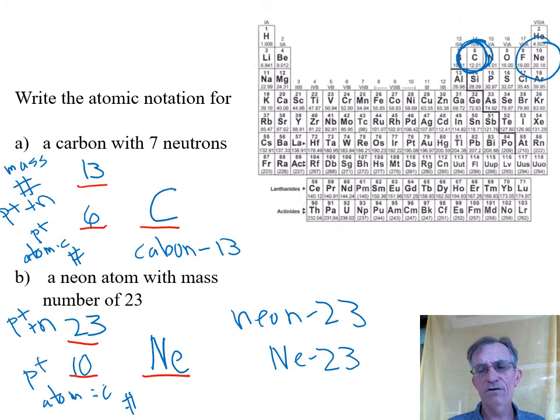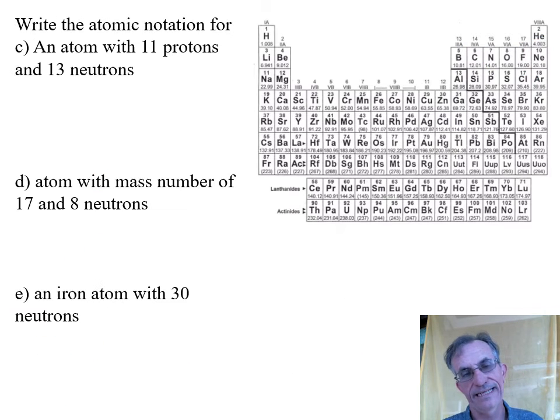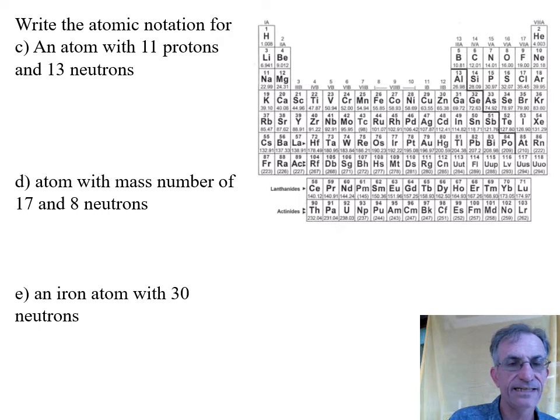Okay, so it could be a little confusing because I might give you different information and I want you to write atomic notation for these things. So let me go ahead and let's do a couple more just to make sure, because man, can it be confusing. Let's do a few more examples. So goal for all these, again, write the atomic notation for a few more atoms, all right?